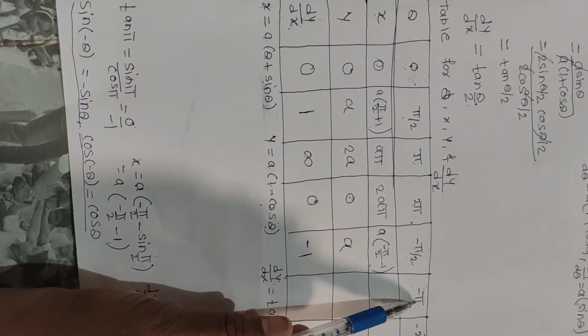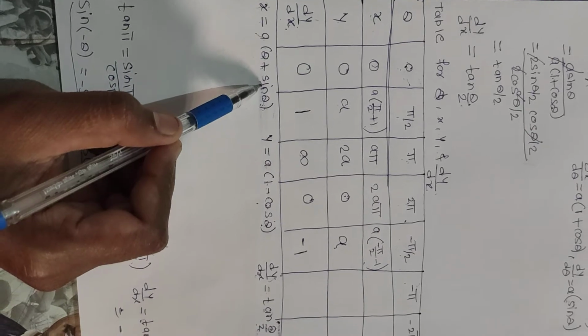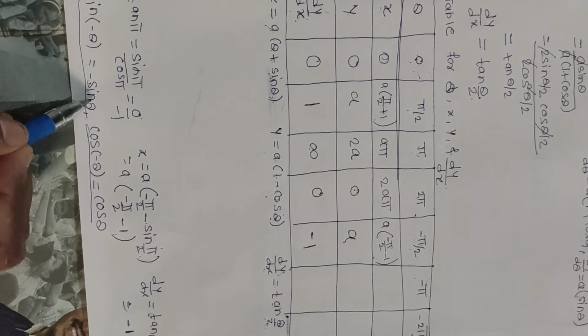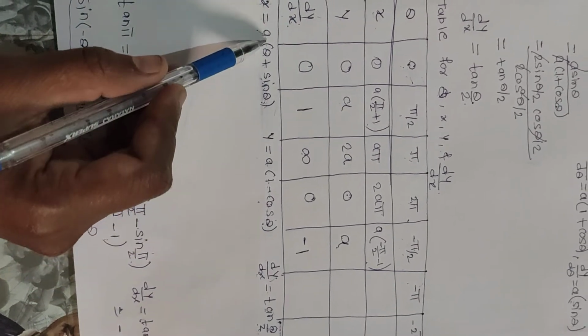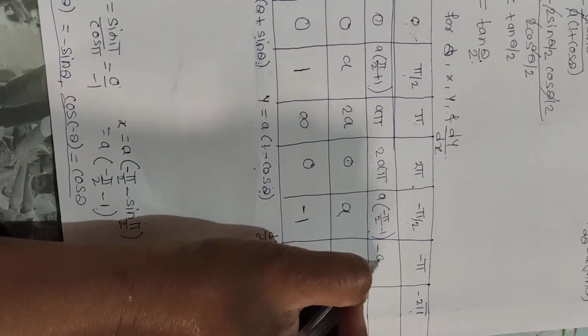After that, for minus pi, x is a into minus pi plus sine of minus pi. And what is sine of minus pi? It can be written as minus sine pi. But the value of sine pi is 0, right? So a into minus pi, so we get minus a pi here.